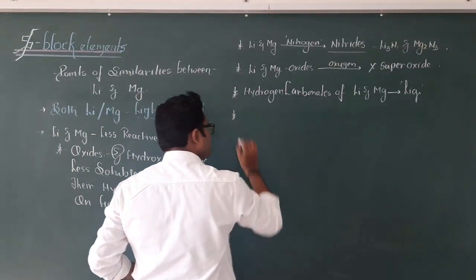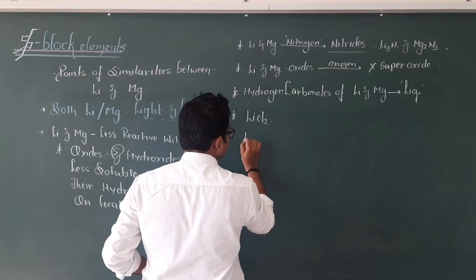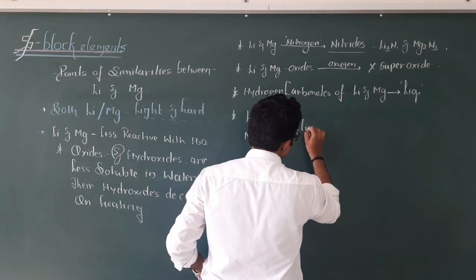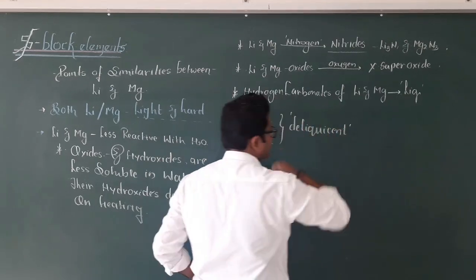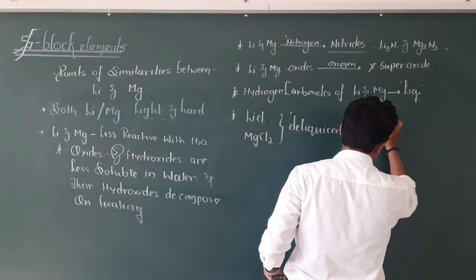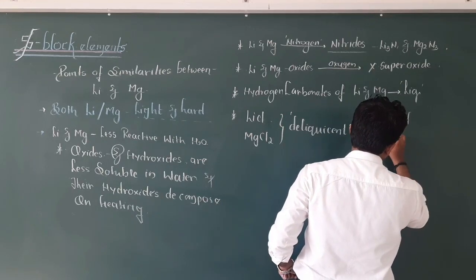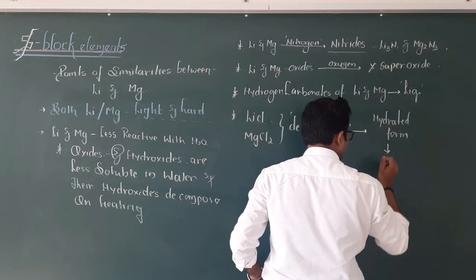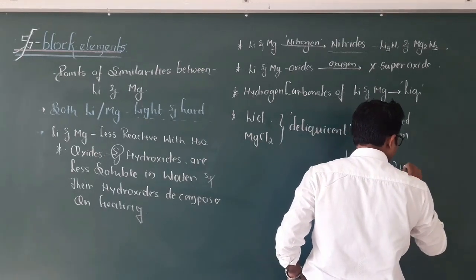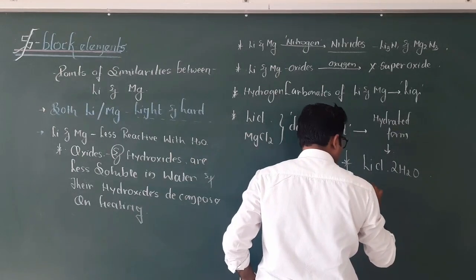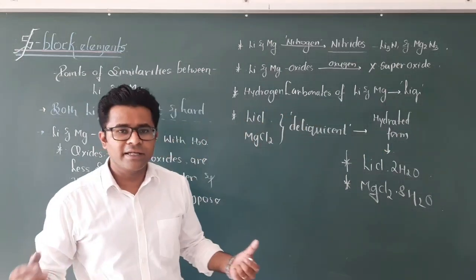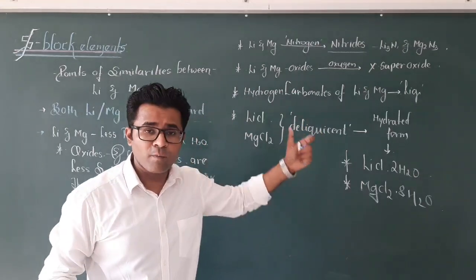Finally, both lithium chloride as well as magnesium chloride are deliquescent in nature. They are formed from hydrated solutions and they exist in the hydrated form: lithium chloride dot 2 H2O and magnesium chloride as MgCl2 dot 8 H2O. Because of their hydrating nature, both of these exist in hydrated forms.